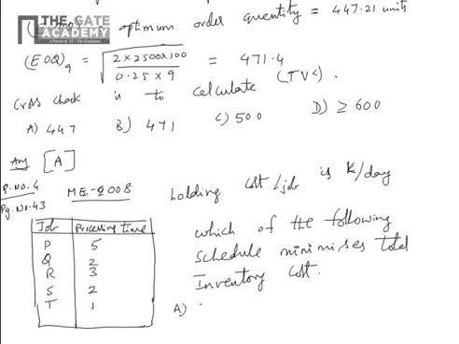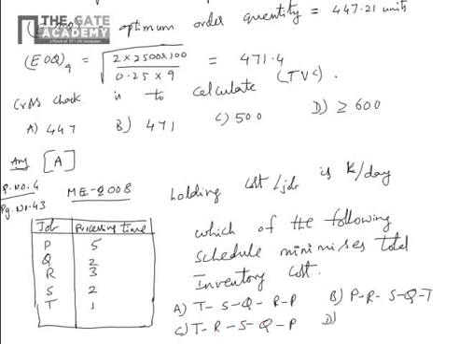Option A, TSQRP. B, PRSQT. C, TRSQP. D, PQRST.